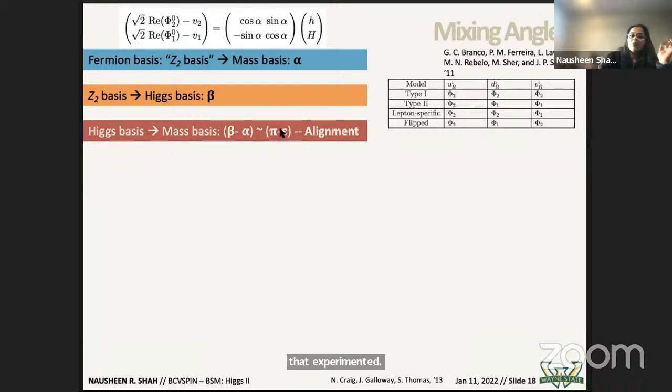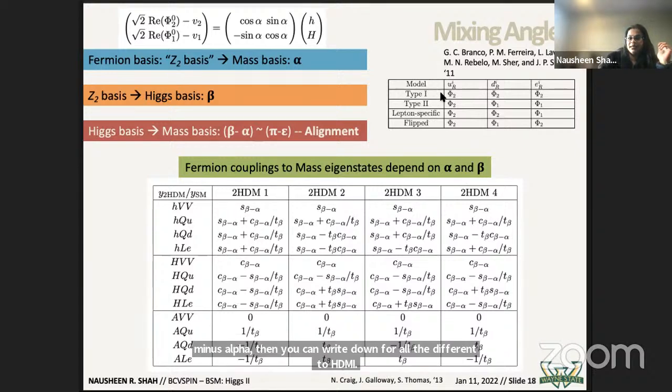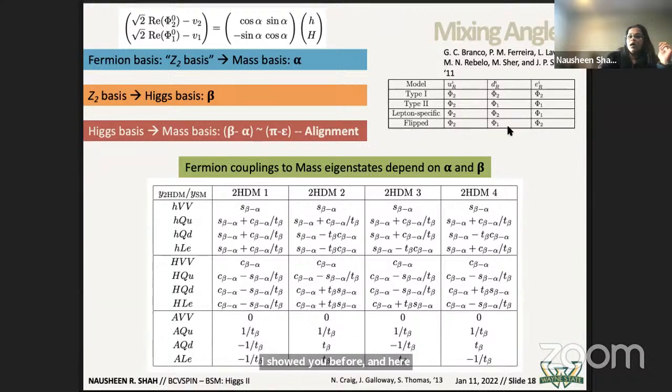And so, allowing there to be this small epsilon, or allowing this beta minus alpha to not be exactly that value, you can write down, for all the different 2HDMs, the different types that I showed you before with the different fermion couplings, how the little h, the capital H, and the capital A, which is the CP odd state, couple to the different fermions, that I denoted over here. Okay, so what does that get you?